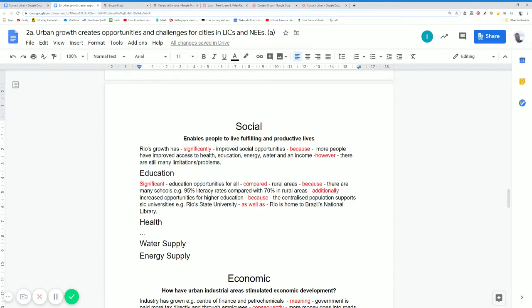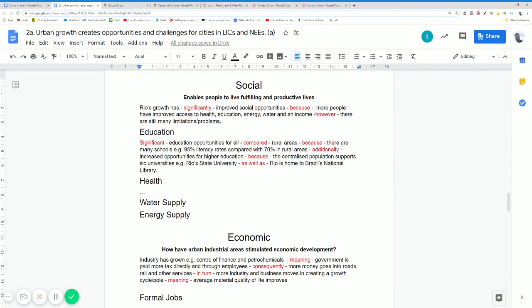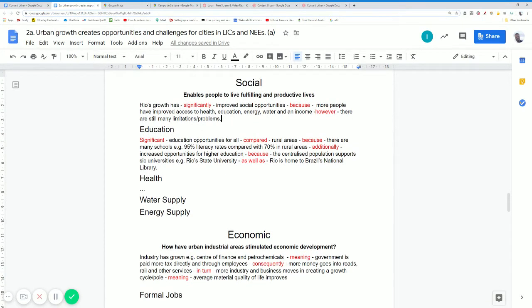depending on the question. So if we're doing education, one of the most significant areas of education is it provides an education opportunity for all, mostly anyway. I said all, like it says there, a 95% literacy rate. So in terms of education, compared with the rural areas, you've got a 95% literacy rate compared with 70% in the rural areas. So nearly everybody gets at least a primary education in Rio, which is not the case in rural areas.